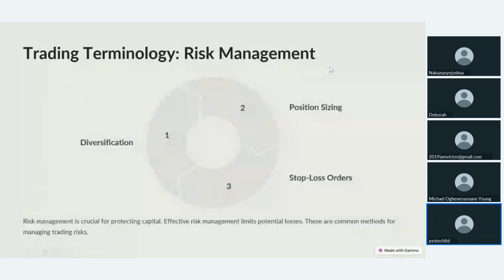Then we have risk management. Risk management involves diversification, position sizing, and stop loss, right? Putting stop loss orders. So when we talk about diversification, you want to ask yourself, are you going to be trading only one particular pair of futures? Are you going to stick to Ethereum? Are you going to stick to USDT? Are you going to stick to Bitcoin? Or do you want to trade multiple pairs?